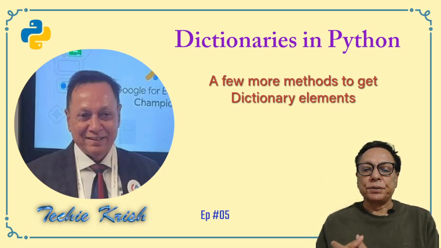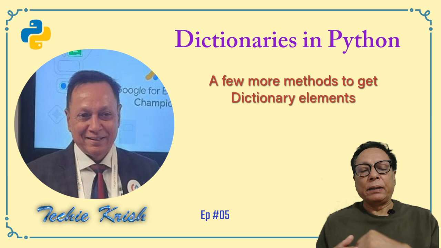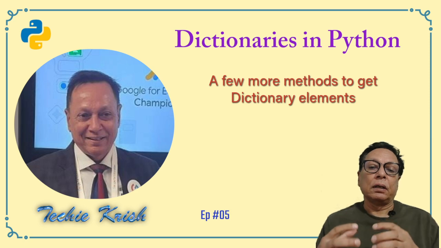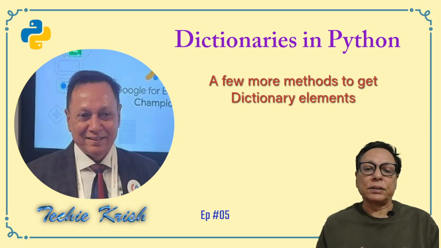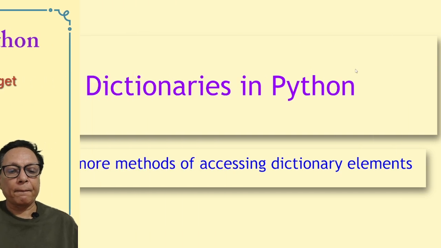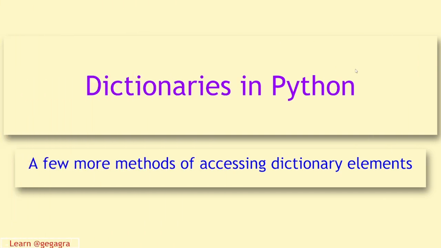So in my Python tutorial on dictionaries, or maps in Python rather, I have been discussing many methods and many inbuilt functions on dictionaries, and this time I'm going to discuss some more methods to get the values of the dictionary. So let's move to the presentation first, then I'll show you the hands-on also. Dictionaries in Python and a few more methods of accessing dictionary elements.